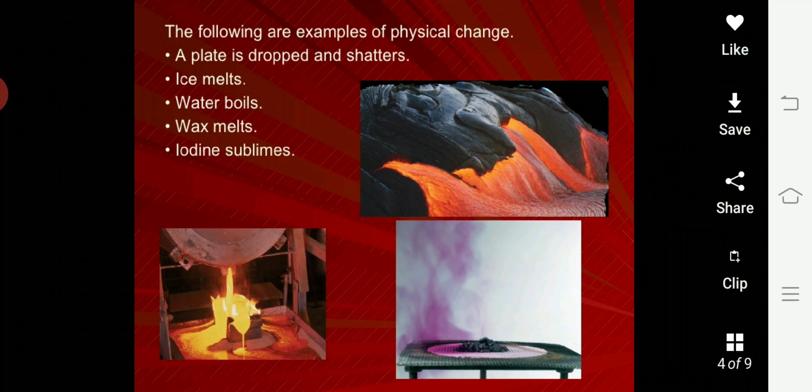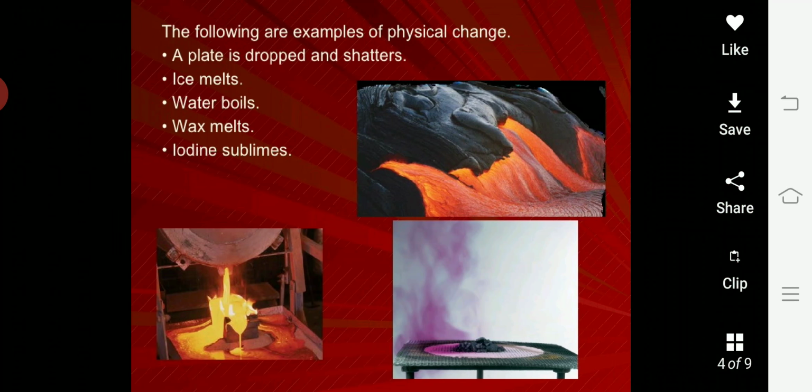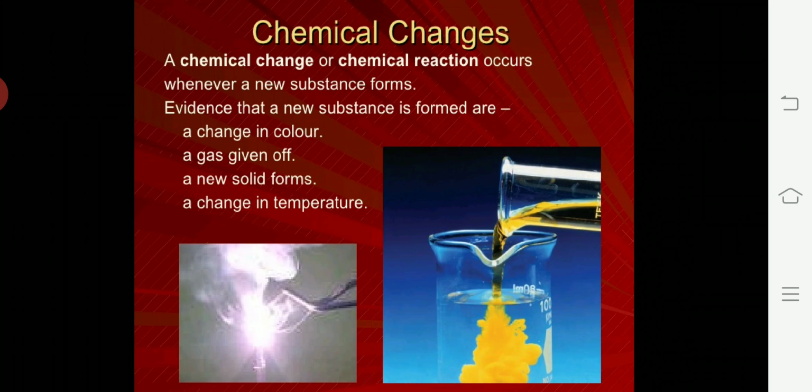My dear children, now the next changes are chemical changes. Chemical changes or chemical reactions occur whenever a new substance is formed. Whenever a change occurs and a new substance is formed, there may be a change in color, gas given off, a new solid forming, or a change in temperature. These are some basic signs by which we know a new substance has formed.